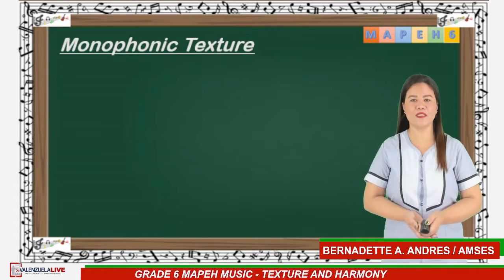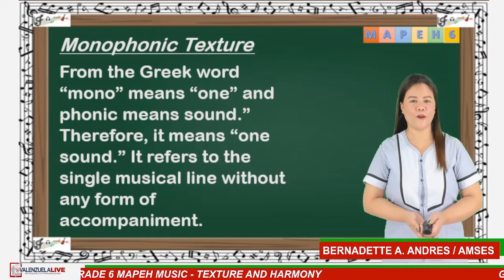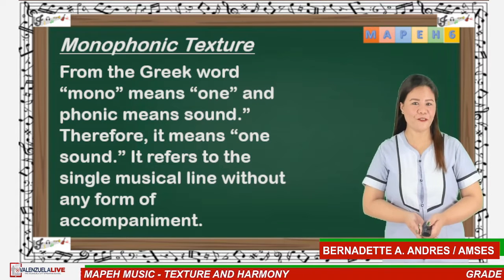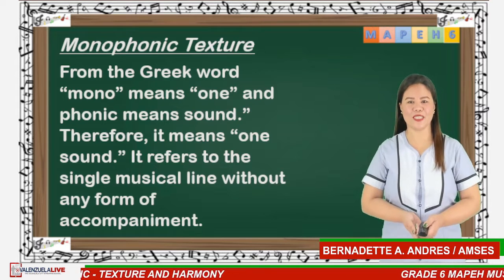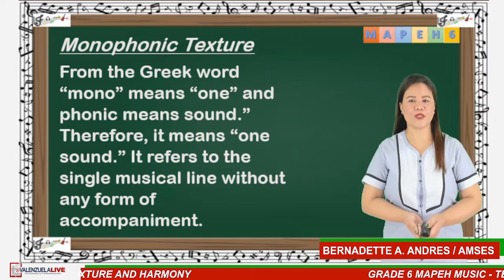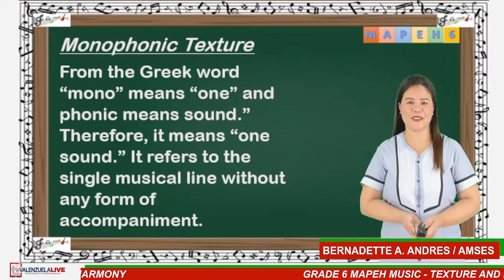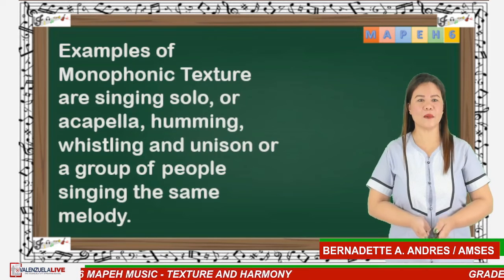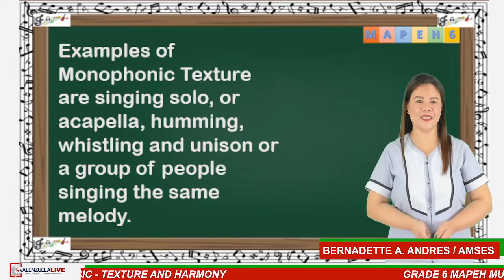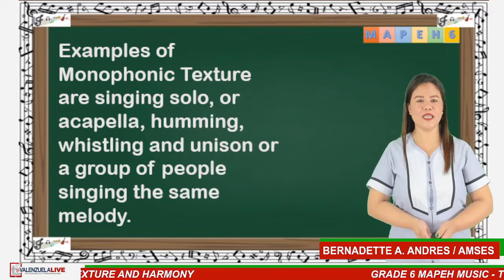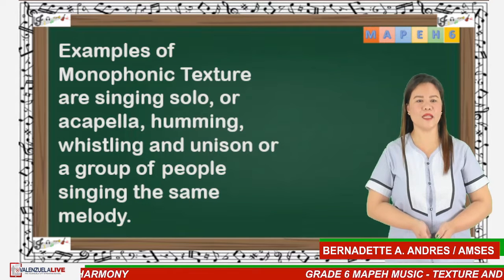Monophonic texture, from the Greek word mono meaning one and phonic meaning sound. Therefore, it means one sound. Why is it called monophonic? Because it refers to a single musical line without any form of accompaniment. Examples of monophonic texture are singing solo or a cappella, humming, whistling, and unison, or a group of people singing the same melody.